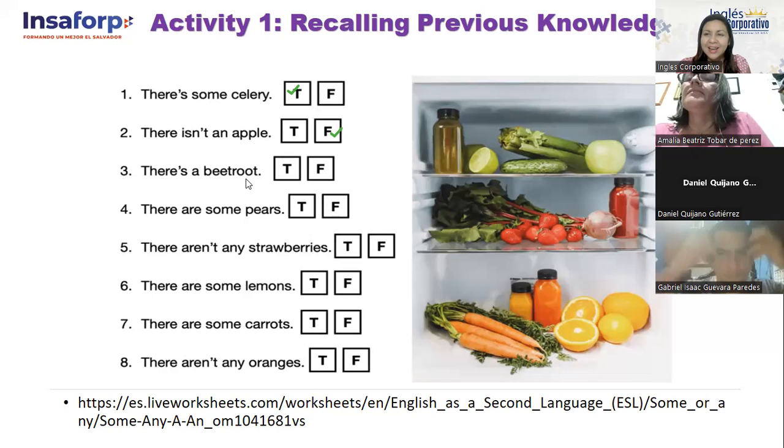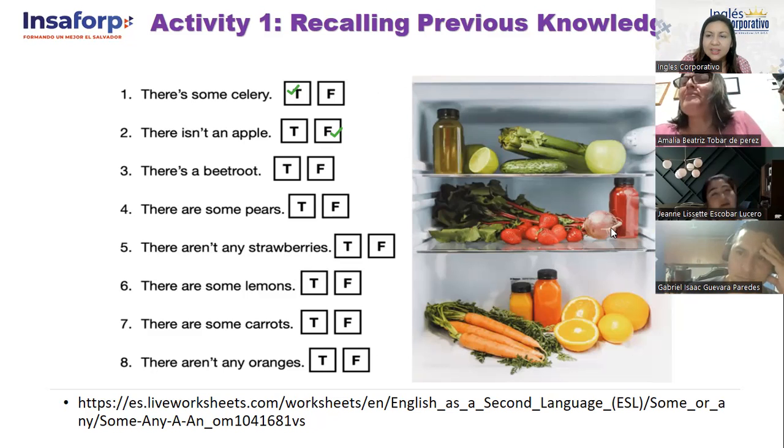Beetroot. Do you like Russian salad? Potato and beetroot, and it's pink. The beetroot is to make the potato salad, the Russian salad. Remolacha. Yes, do you see a beetroot? There's a beetroot here. True.